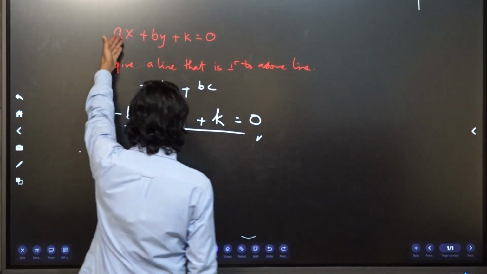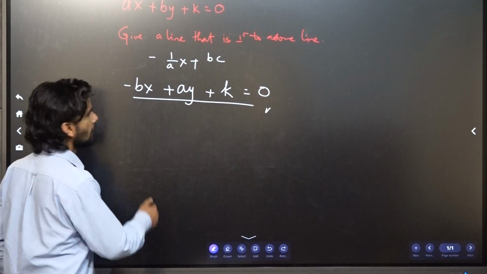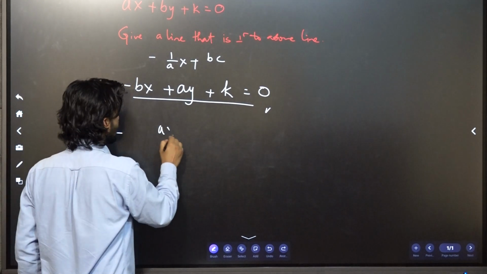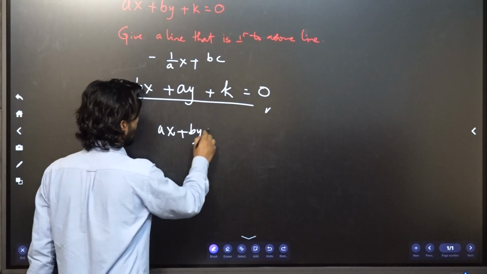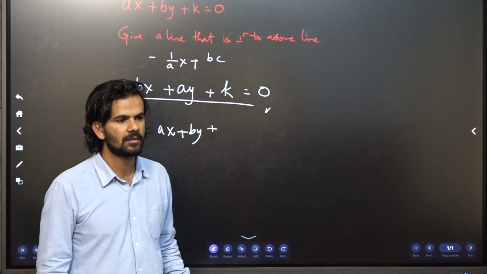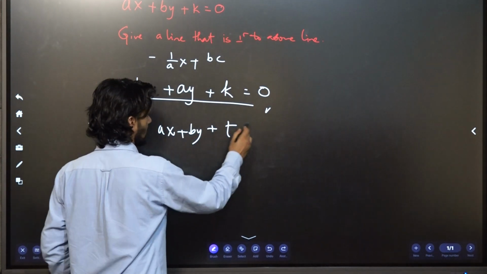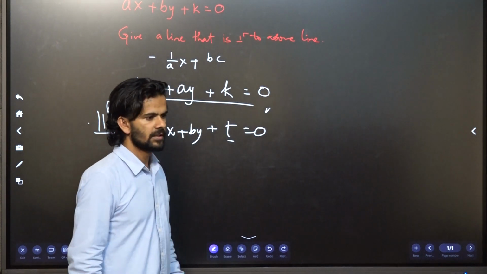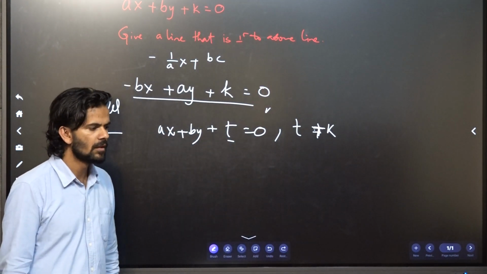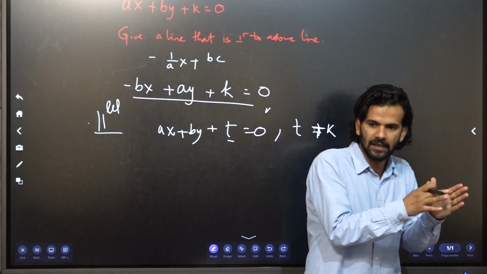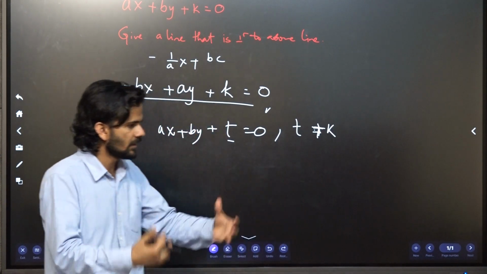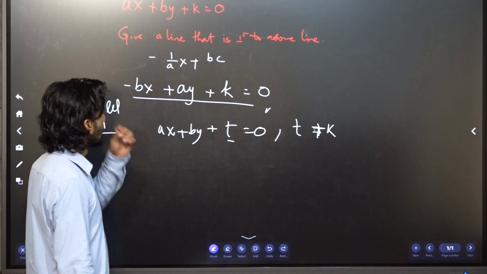For example, give me an equation which is parallel to this one. ax plus by plus k. Well, k of course is the same line, but I need another line which is parallel, sorry. Plus t equals to 0, where t and k should not be equal if they have to be different. So you have to develop from solving an example and putting it into some kind of knowledge, coming up with an idea that is general.